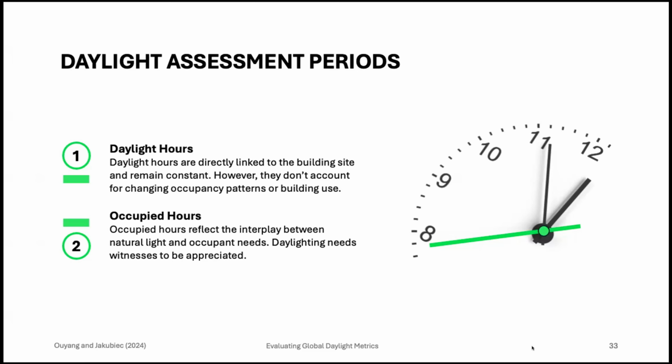Daylight hours are directly tied to the building site and remain constant unless the urban environment changes, but they don't account for changing occupancy patterns or building use. On the other hand, using occupied hours reflects the connection between daylight and occupant needs, because daylight needs witnesses to be appreciated.